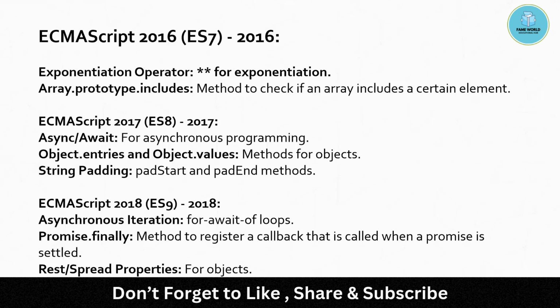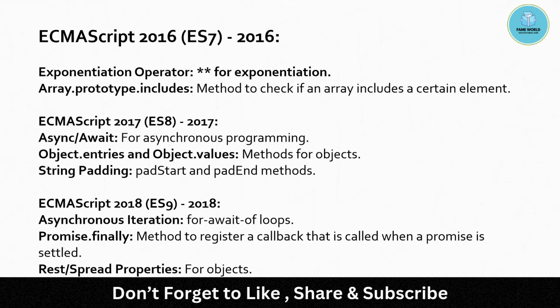Then the exponential operator is there in ES7, which came in 2016. It is ECMAScript 2016, also known as ES7. So the exponential operator is for exponentiation, and the array prototype includes a method to check if an array includes a certain element or not.